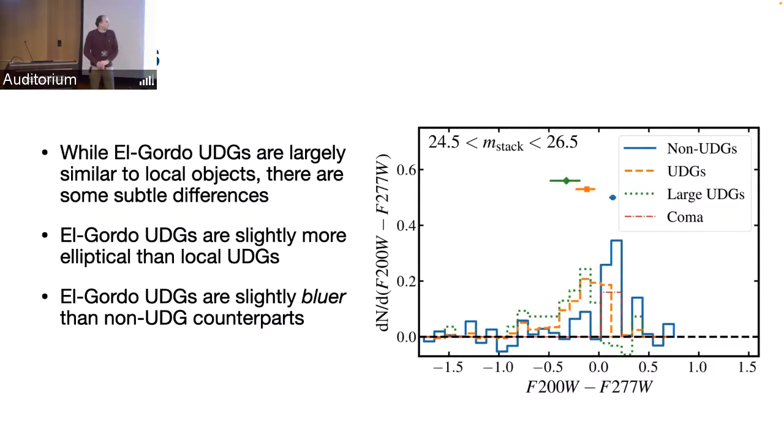And again, this is suggesting maybe these are more recent infalls into the cluster, and maybe the tidal effects that are important for lower redshift UDGs haven't had time to impact these systems. We're still doing some more detailed SED fitting to fully understand what's going on here, but it does seem to suggest that maybe there is some redshift evolution in these systems.